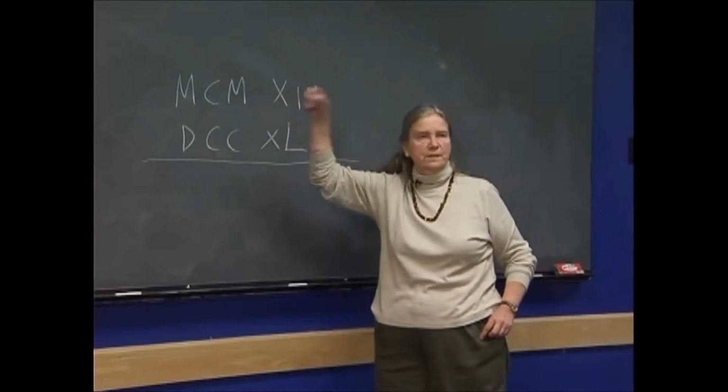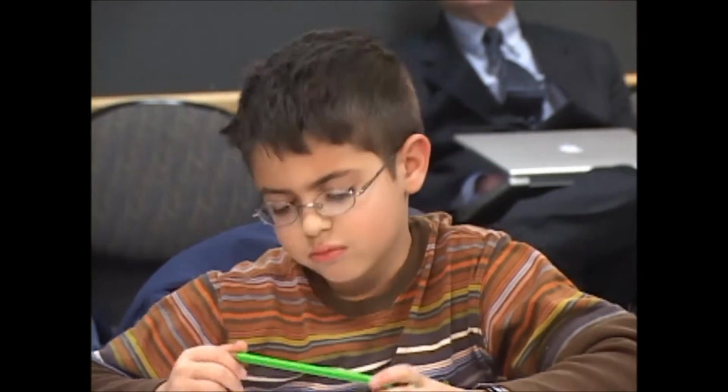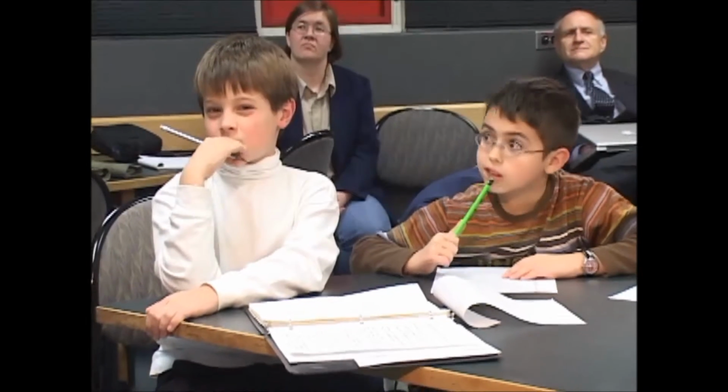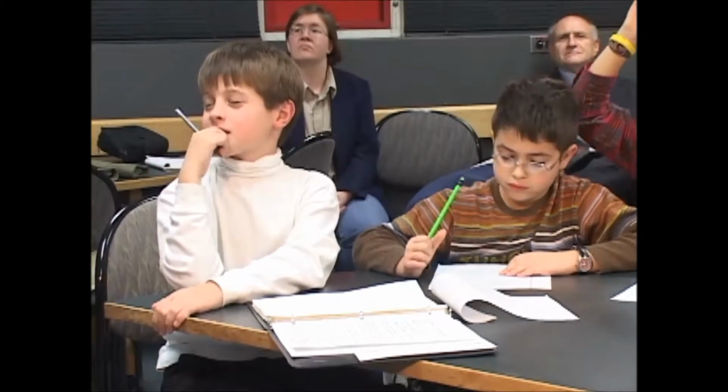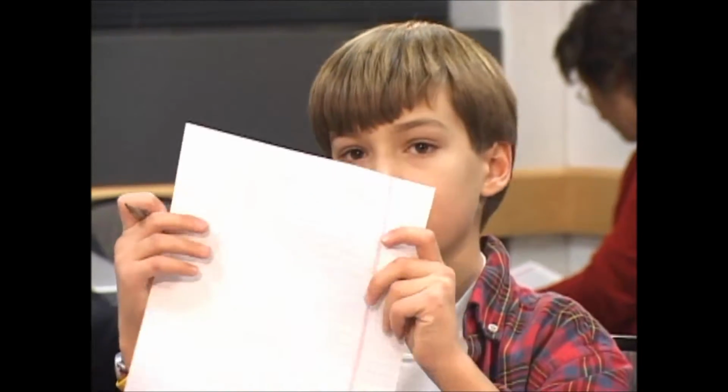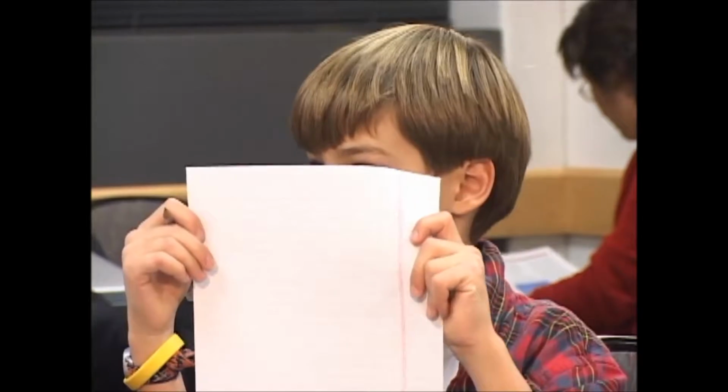The first question is, what's M? Yeah, 1,000. So that means CM is 900. So you want to read the first number out? I already wrote it down. 1,913. That's exactly what I got. Seem reasonable? Yeah. Okay.